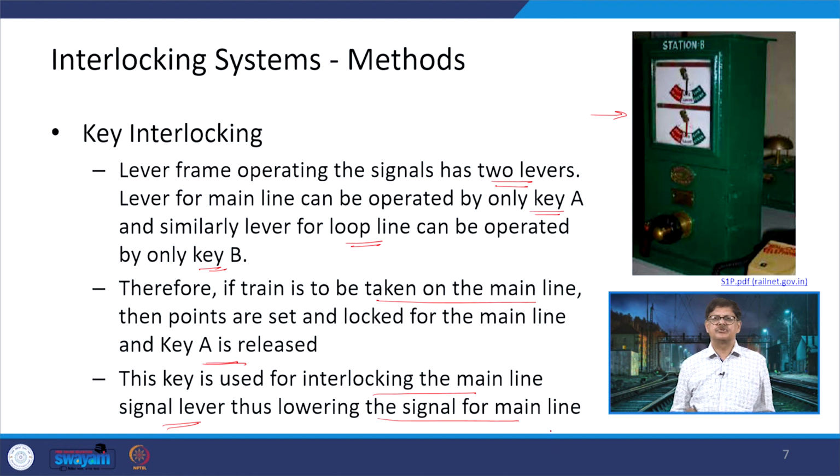Now this key is used to release the lever. So levers are again designated by key A and key B, and once the appropriate key is used to release the lever for either the main line or the branch line, the signals for that line will be down. That means they will allow the train to move. So that is how things are going to happen.